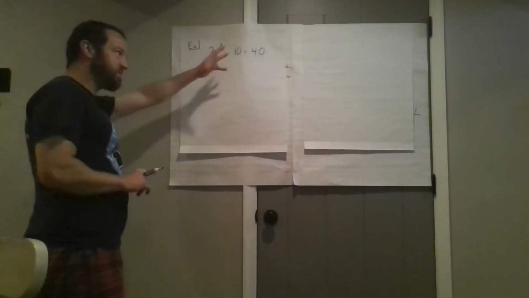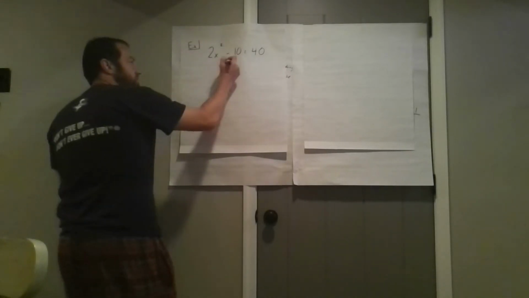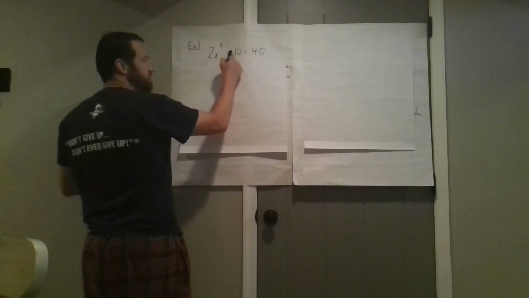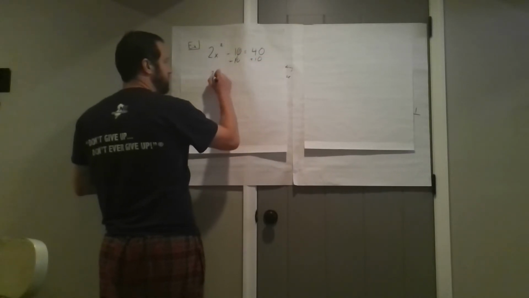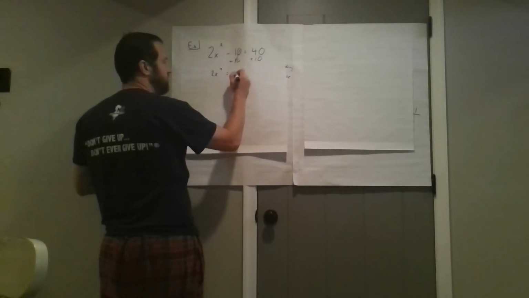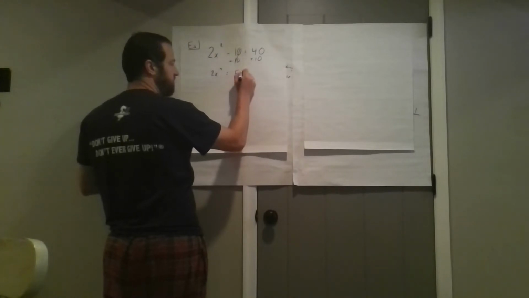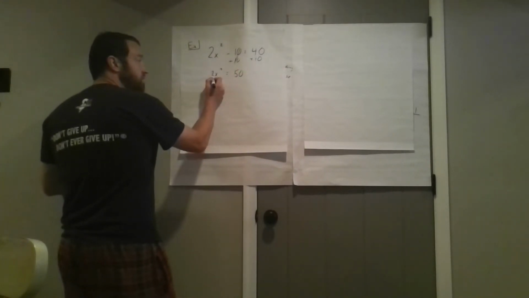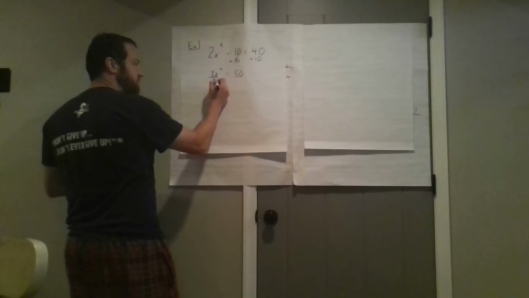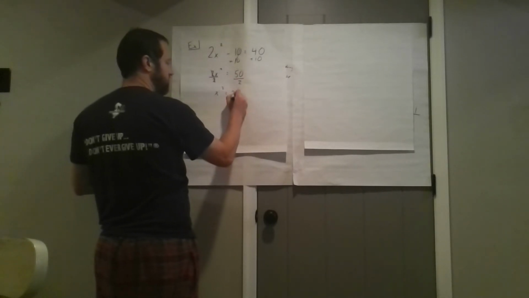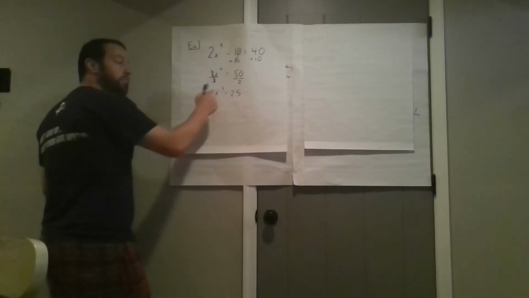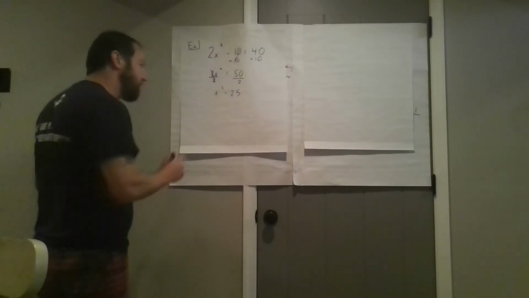All right, I need to get rid of everything farthest away from the x first, so the opposite of minus 10 is going to become plus 10. Of course, we do it to both sides. So it's 2x squared equals 40 plus 10, which is 50. This is multiplication. We're going to do the opposite, which is division. x squared is 25.